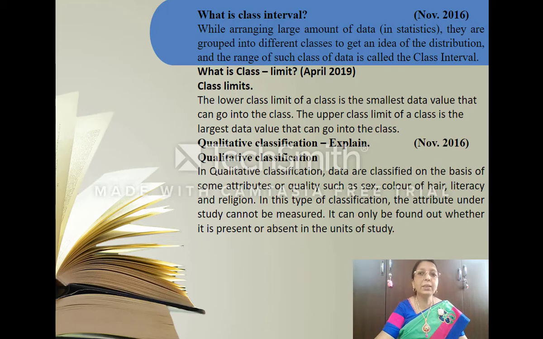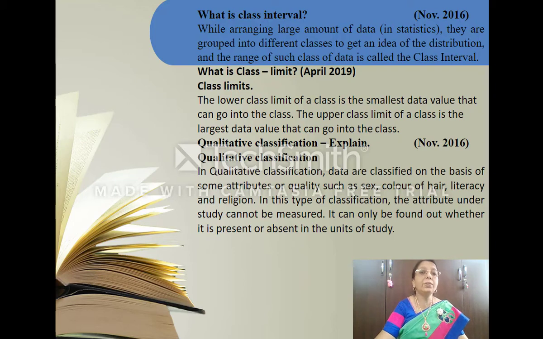Okay. Now from this class interval we have the class limits. So when we say 0 to 10, the lower class limit is 0 and the upper class limit is 10. So the lower class limit of a class is the smallest data that can be put into the class, and the upper class limit is the largest value that can go into the class. Another example, when we say 5 to 10, 10 to 15, 15 to 20, in the class interval 5 to 10, the lower limit is 5, the upper limit is 10.